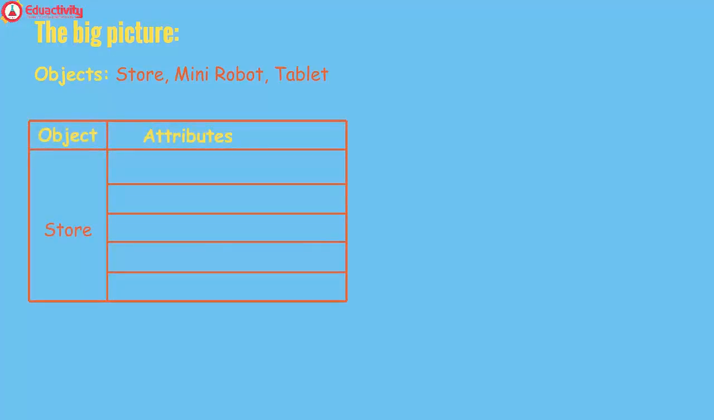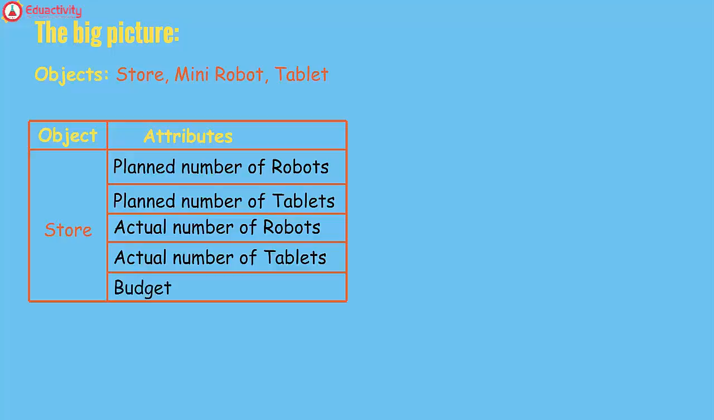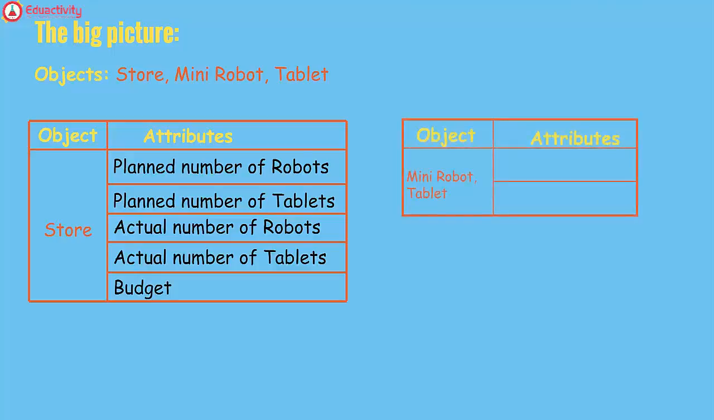The store has these attributes: planned number of mini robots, planned number of learning tablets, actual number of mini robots, actual number of learning tablets, and total budget. The mini robots and the learning tablets have these attributes: original price and actual price. We can see that all these three entities, the store, the mini robots, and the learning tablets, have attributes in the problem. So they can all be considered objects.